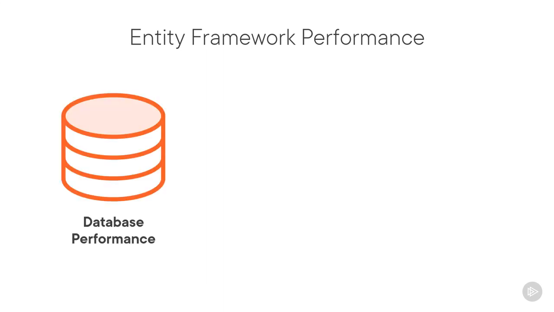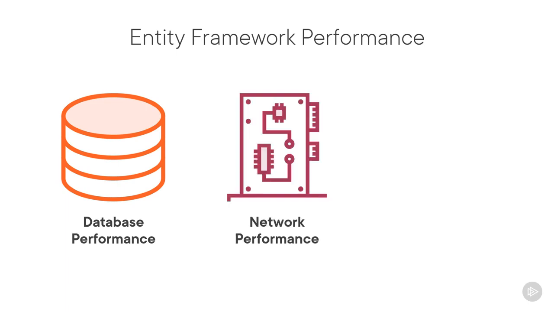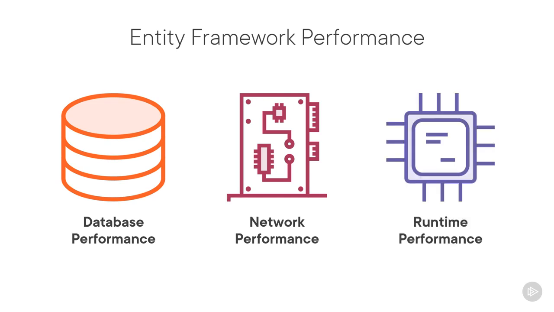There are actually 3 kinds of performance to consider. The first, and often the most significant, is database performance. That is, how much time is the database spending on a query? The second, and only slightly less significant, is network performance. That's controlled by how much data is transmitted between the database and the application, as well as the number of round trips. And finally, there's runtime performance.